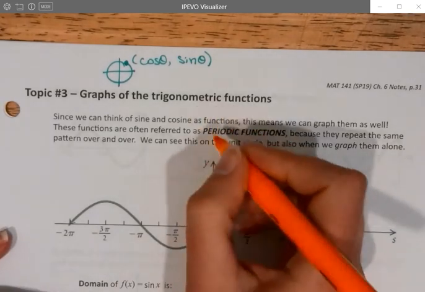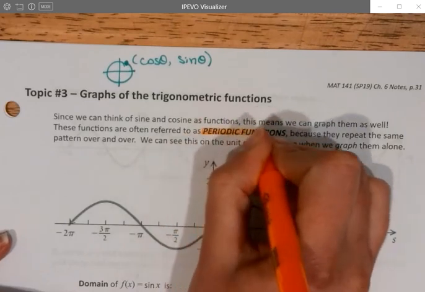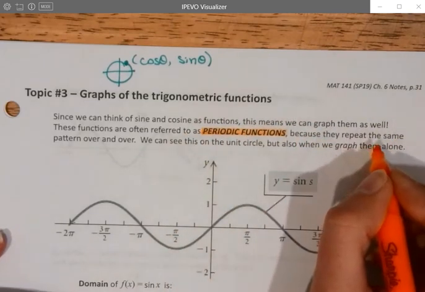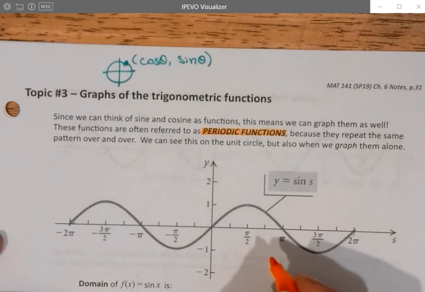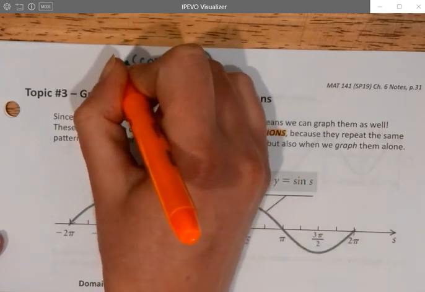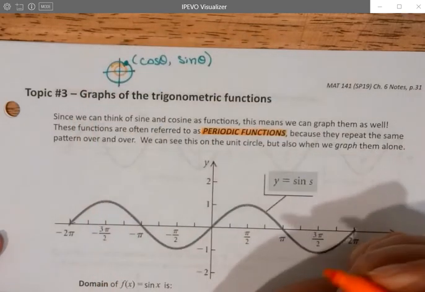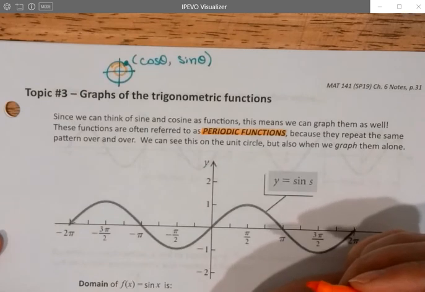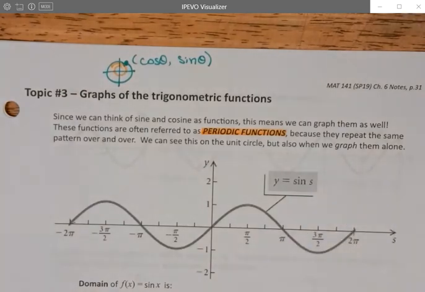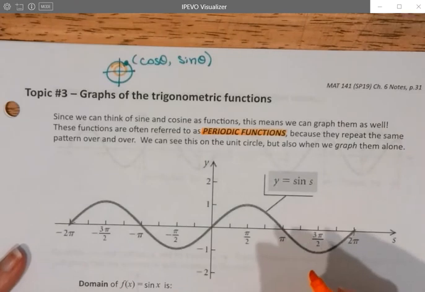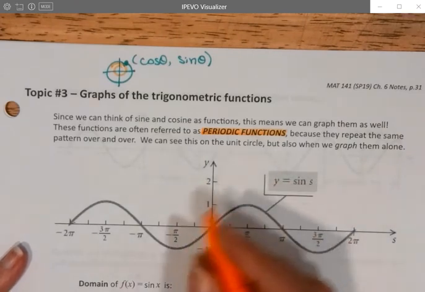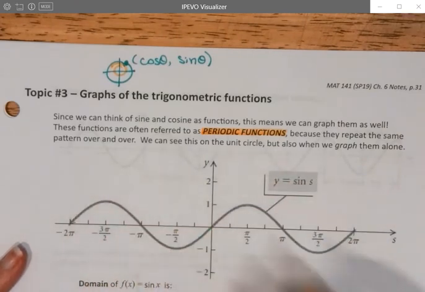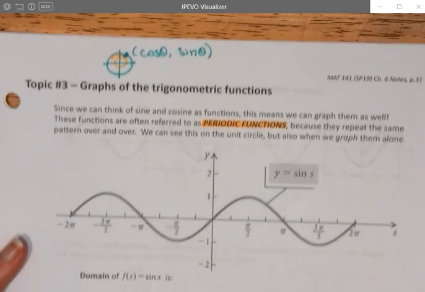These functions are often referred to as periodic functions because they repeat the same pattern over and over, which we see on the unit circle when we go past 2 pi. We have those coterminal angles, and the patterns repeat over and over there as well. In the sine function, there's one period in the negative set of x's, and there's one period here in the positive set of x's.